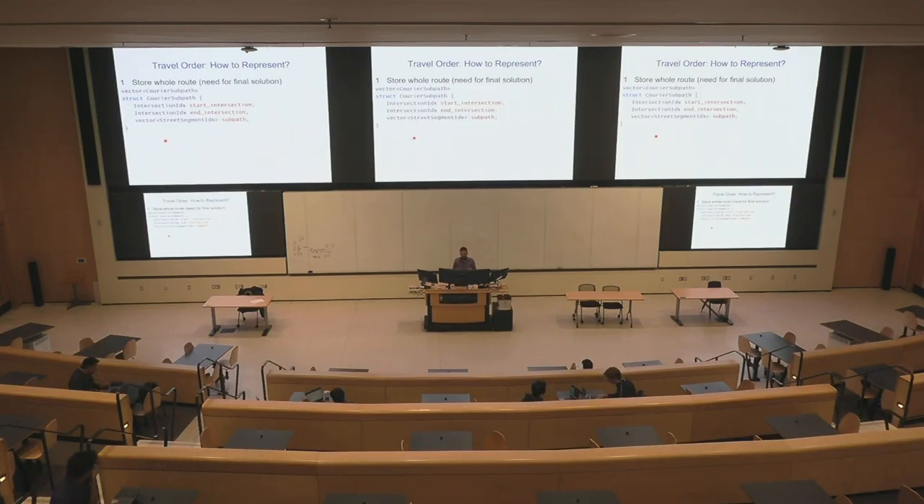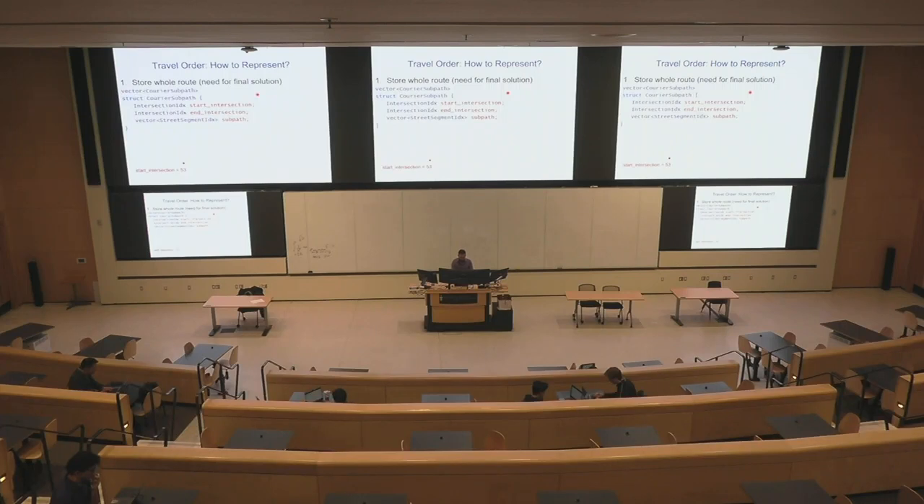Okay, so one option is to use the exact data structure that is given to you in M4, which is what you're supposed to return, which contains all of the intermediate solutions. So you are given this courier subpath class, and inside it you define an intersection ID for the start intersection, an intersection ID for the end intersection, and the subpath between them. And because we have multiple deliveries, you're probably going to return a vector of these subpaths.